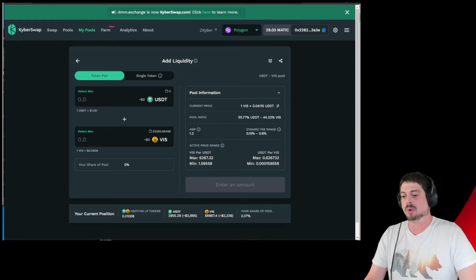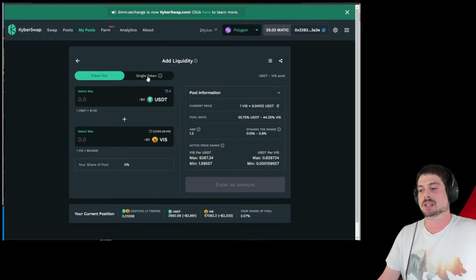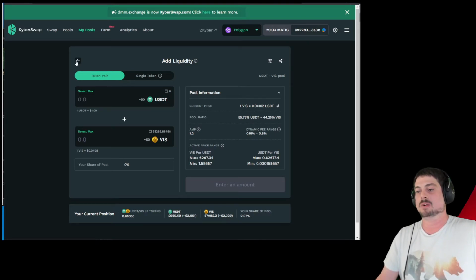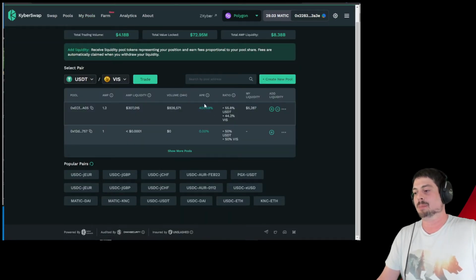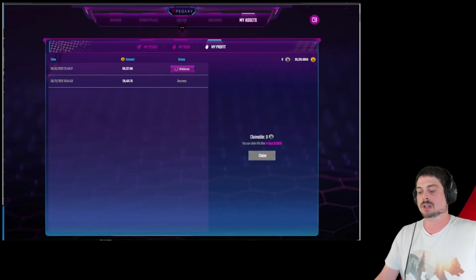Current position, we now have 0.01008 LP tokens for the pool. That is approximately $2,955 in USDT, 56,967 Viz tokens. We own approximately just over 2% of the liquidity pool between USDT and Viz. Very happy to say that we own that. We have quite a bit of Viz left over to breed still. The APR is sitting at 400% right now, doing $926,000 in volume in the past 24 hours. There's now $307,000 in the liquidity pool, with about $7,000 of that being ours. And we're interested to see how this is going.